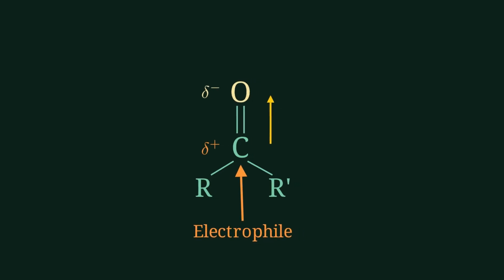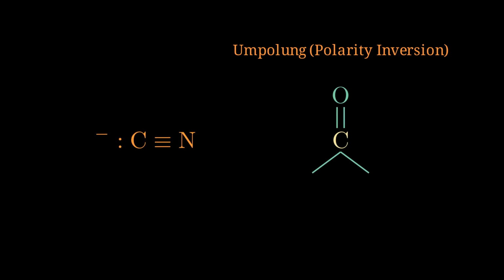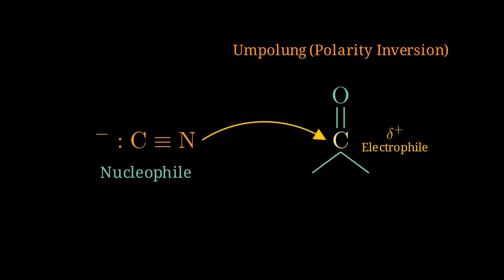But here's the problem. To link two of these together, one of them has to act as the attacker. We need one of these carbons to stop being positive and become negative. We need a chemical umpire to flip its personality. Enter the cyanide ion. Let's visualize the first step. The cyanide ion is a powerful nucleophile. It seeks out that positive center and strikes the carbonyl carbon.